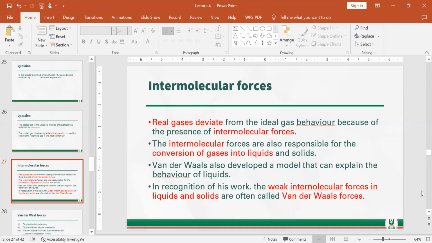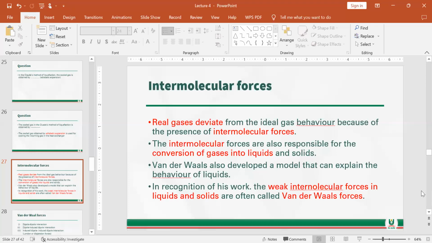So now let's see what we can talk about: intermolecular forces. Real gases deviate from ideal gas behavior because of the presence of what? Intermolecular forces. The intermolecular forces are also responsible for the conversion of gas into liquid and solid. Remember, in one of the methods, the kinetic energy of the gas molecules must be expended to bring about cooling. So intermolecular forces are very important in the conversion of gases into liquid.